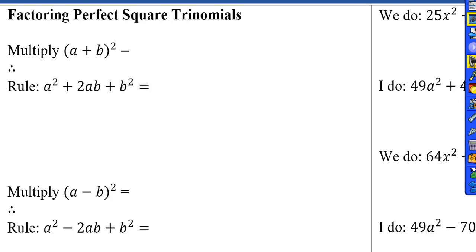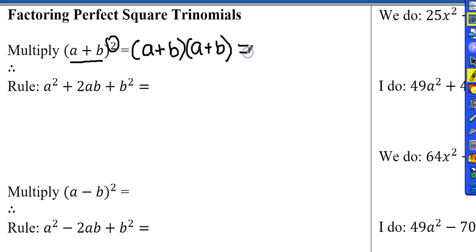Okay. So what I'm going to ask you to do is multiply (a plus b) quantity squared. When you look at this, would you agree that this is a perfect square? Of course it is. Look at it. It's a perfect square, and it's a binomial factor: (a plus b) times (a plus b). So if we multiply that out, something is going to occur.